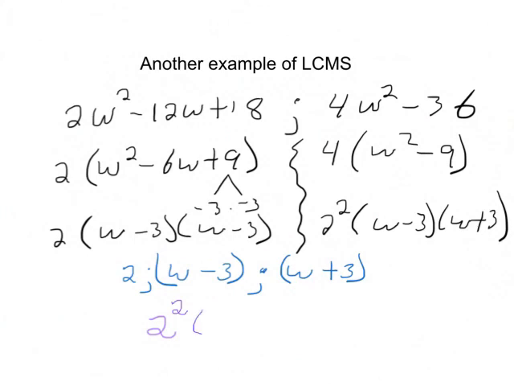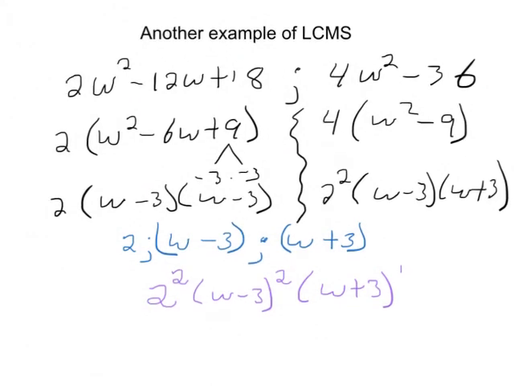Next, let's take a look at the w minus 3. If I go over here, I have a w minus 3, I have one there, I have another one there, so that's the same as w minus 3 squared. And over here I have one w minus 3, so I'm going to take the most, so I'm going to take w minus 3 to the second power. And now let's put the w plus 3 there, and let's compare. I have one w plus 3 here, and I'm looking over here, I don't see any w plus 3s over there, so I'm going to just take the one w plus 3.